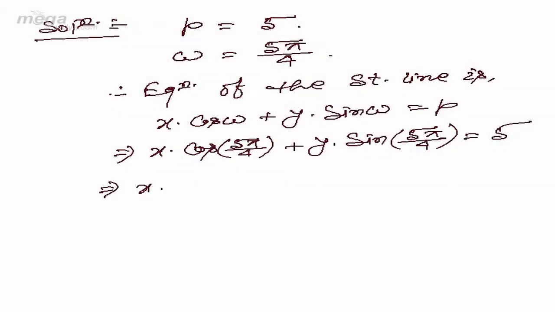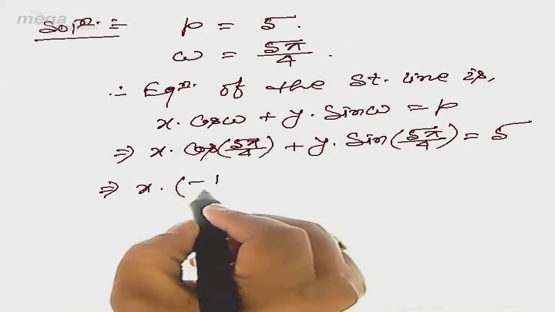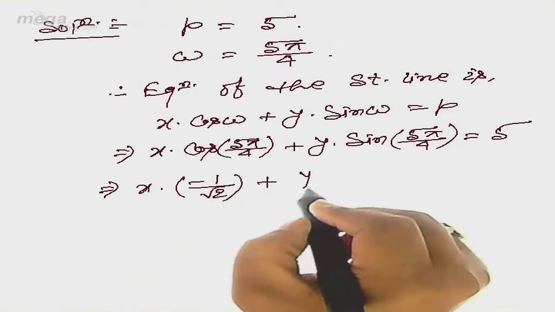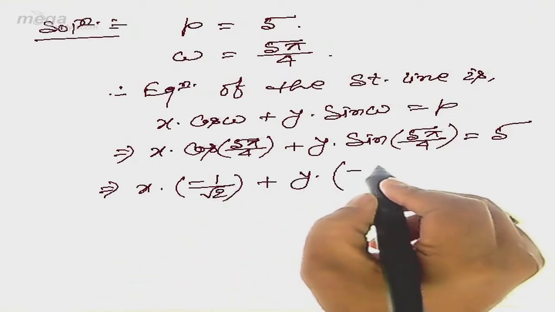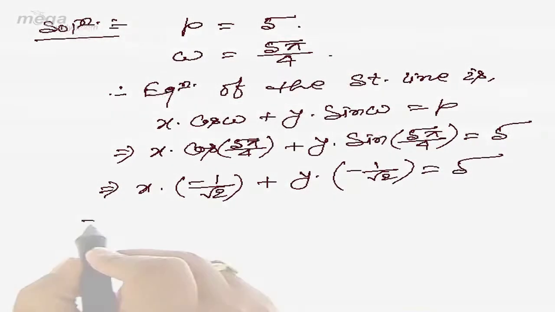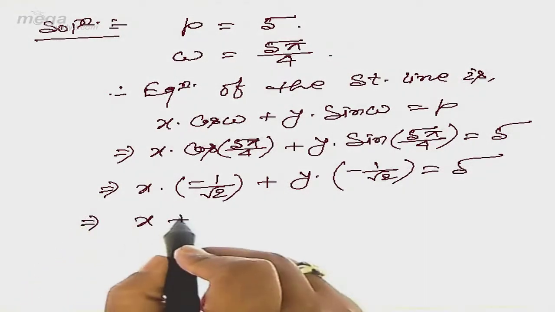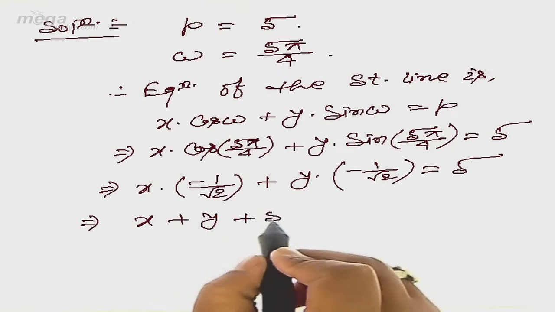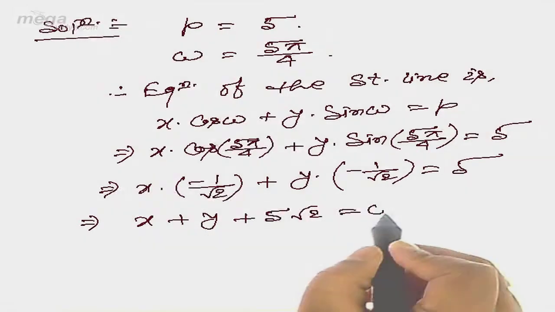All of you know the values of cos 5 pi by 4 and sin 5 pi by 4. It is minus 1 upon root 2, so x into minus 1 upon root 2 plus y into minus 1 upon root 2 is equal to 5, and then after simplification you will get x plus y plus 5 root 2 is equal to 0.